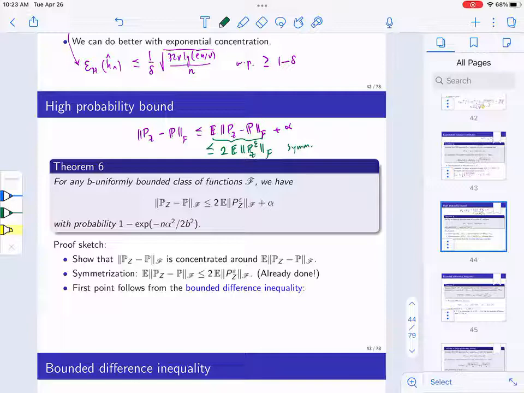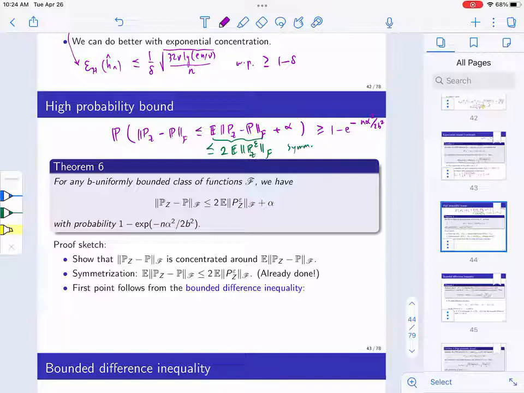So it's a concentration result for the supremum of the empirical process near its mean. Half of it we showed with the symmetrization. The only thing I need to show is this concentration. I want to show that this holds with probability at least 1 minus e to the negative n alpha squared over 2b squared. And this one follows from the so-called bounded difference inequality.